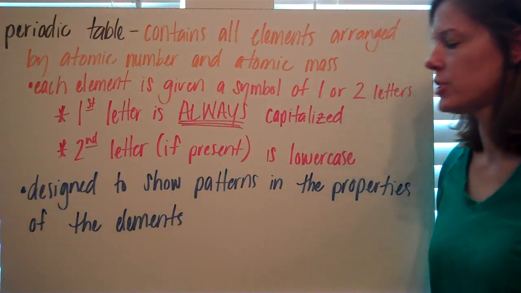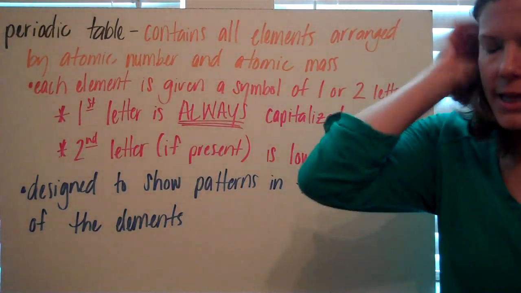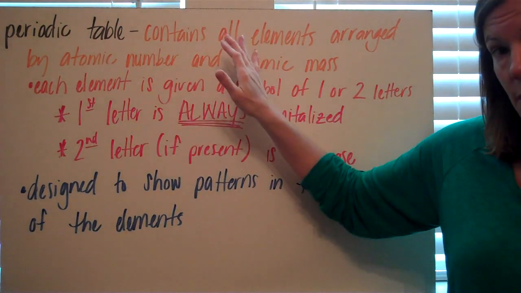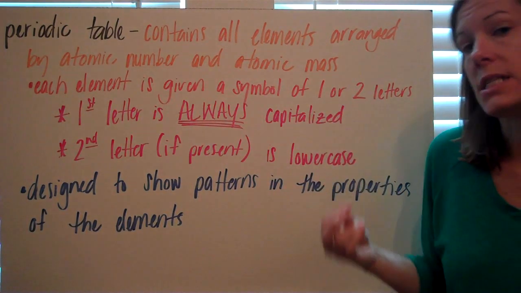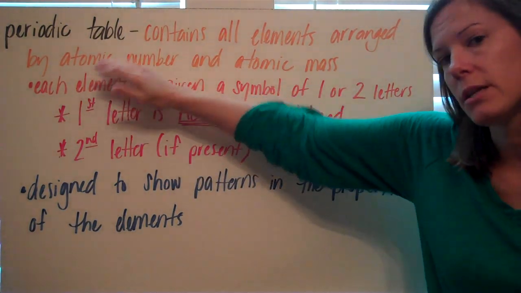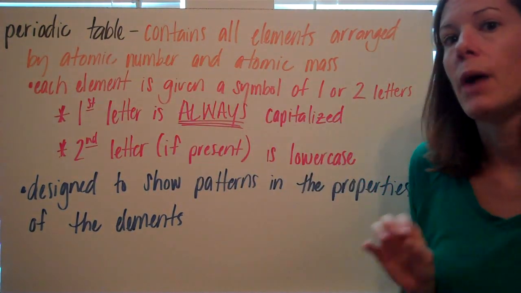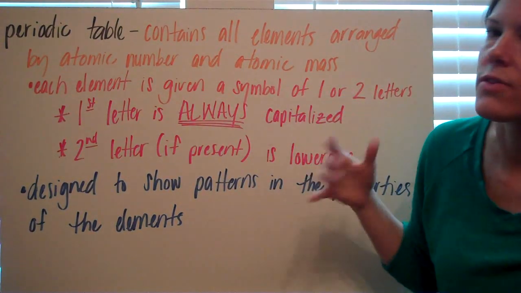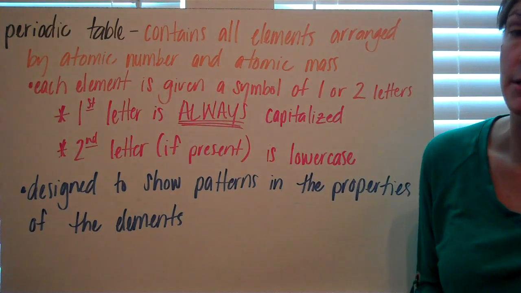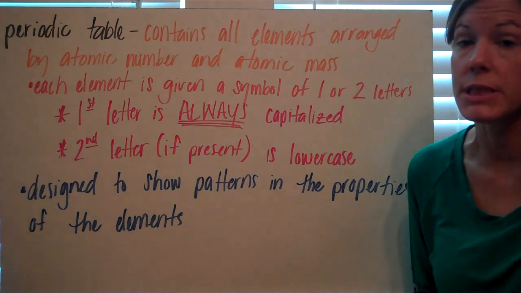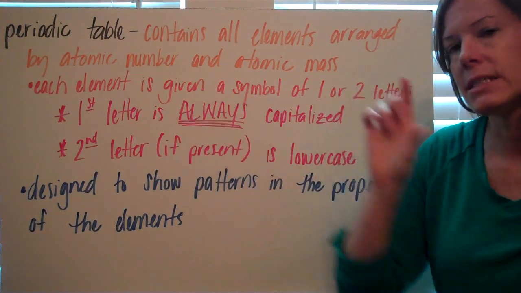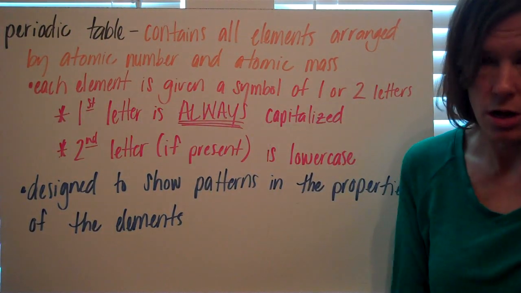So how do you actually read the periodic table? Like I said, all the elements that we know of are on there, and they're organized in a specific way by what's known as the atomic number and the atomic mass. We'll talk more about what those two are in just a few minutes. The other thing that you'll notice when you first look at the periodic table is there are a bunch of letters. The reason there are a bunch of letters is because each element is given a symbol, and it's going to be either one or two letters long.